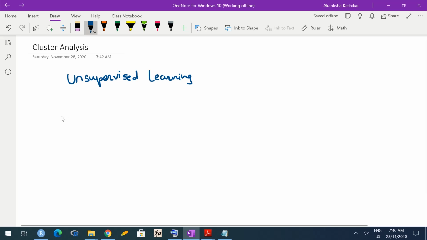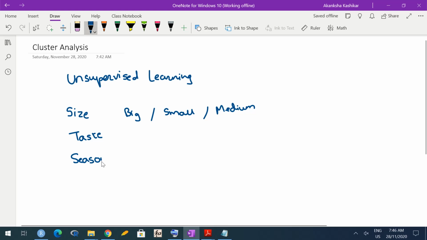Let us consider different fruits. So what are the ways in which you can classify a fruit? The simplest way can be size of the fruit. Whether the fruit is big or small or medium, if you want multiple categories. You can maybe group fruits as per the size, or you can maybe group fruits as per the taste, whether they are sweet or sour. Or you can maybe group the fruits by the season.